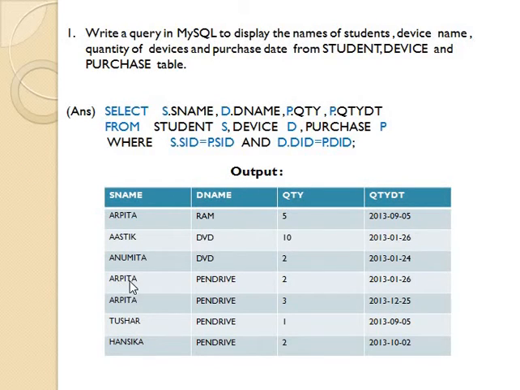The second entry of Arpita shows that she has purchased the device PENDRIVE on the date 2013-1-26, and she has purchased 2 quantities of that device called PENDRIVE. And again the same student Arpita has purchased the device PENDRIVE, this time 3 quantities of that on another date, that is 2013-12-25.